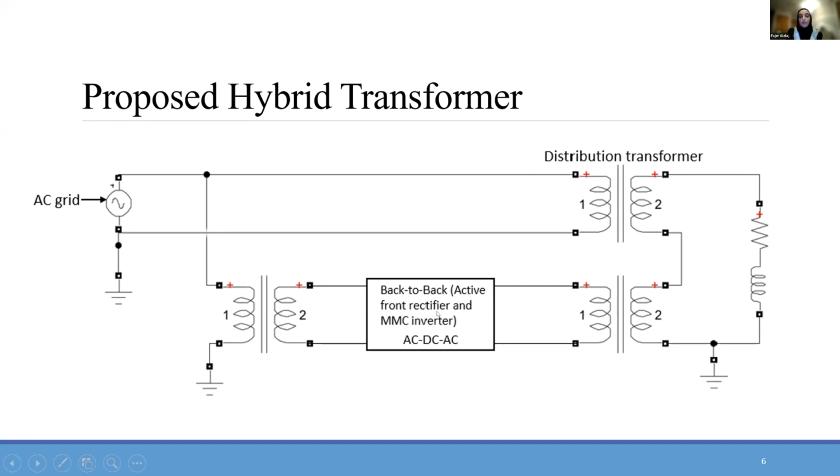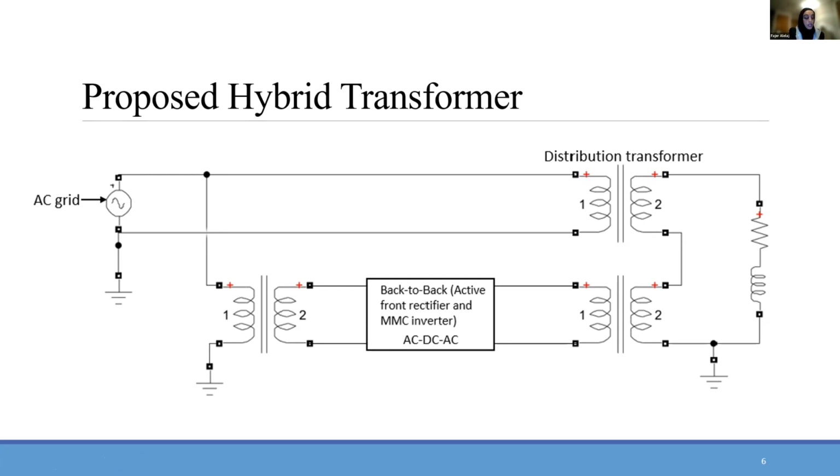As I said previously, I prefer to deal with low current and high voltage. So I used an active front rectifier to regulate the voltage of the DC link. Also, I use it because it helps the proposed back-to-back to reduce the volume and also the cost of the converter.